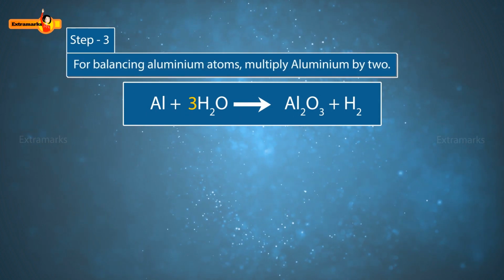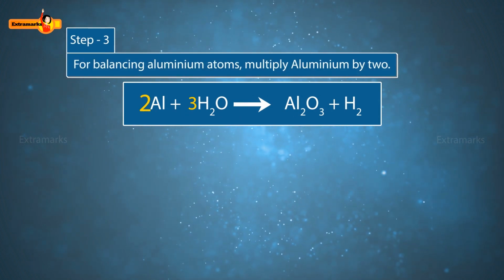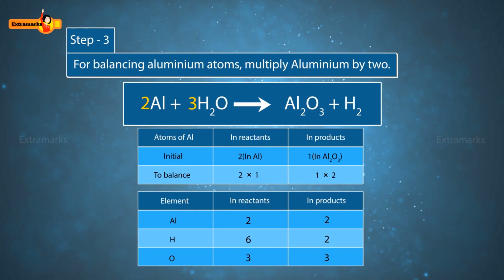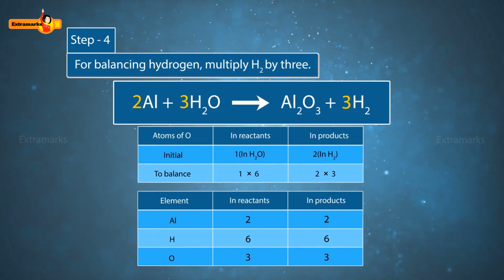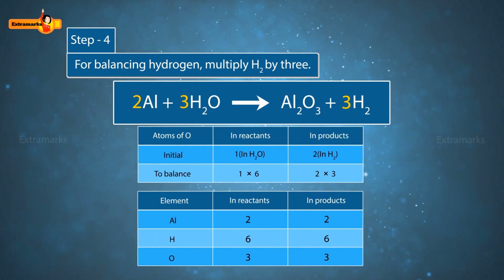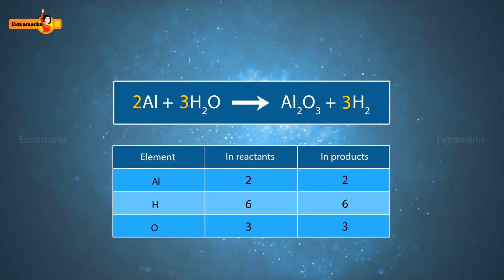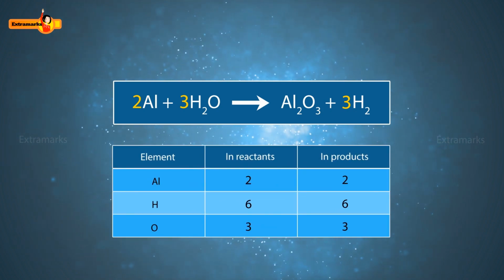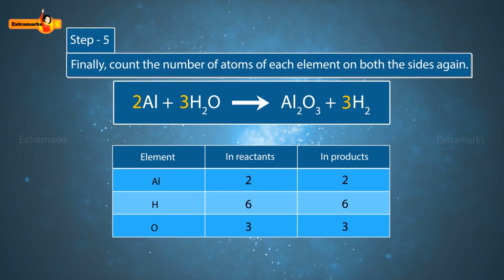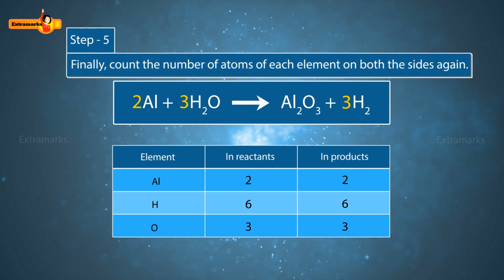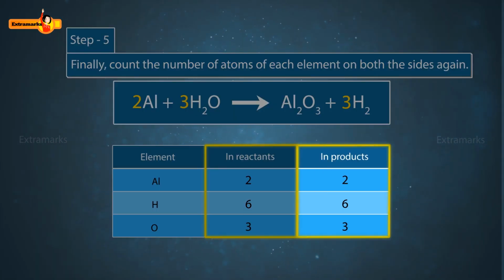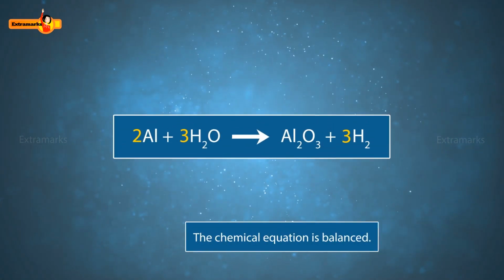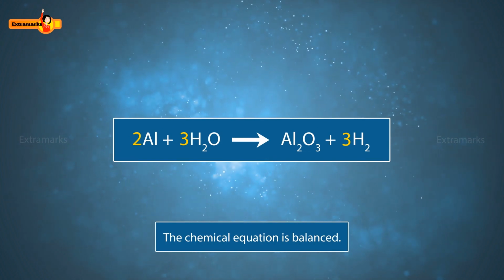For balancing aluminium atoms, multiply aluminium by 2. For balancing hydrogen, multiply H2 by 3. Remember, we have to write 3 only as the coefficient of H in H2. Now, count the number of atoms of elements on each side of the arrow. And finally, count the number of atoms of each element on both the sides again. This time, all the atoms on the reactant and the product side are balanced. Therefore, the equation is said to be balanced.